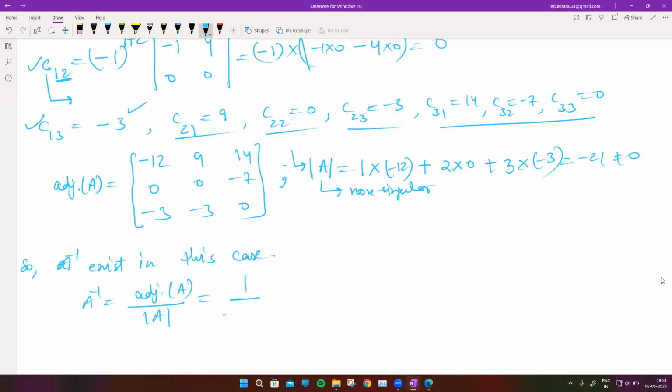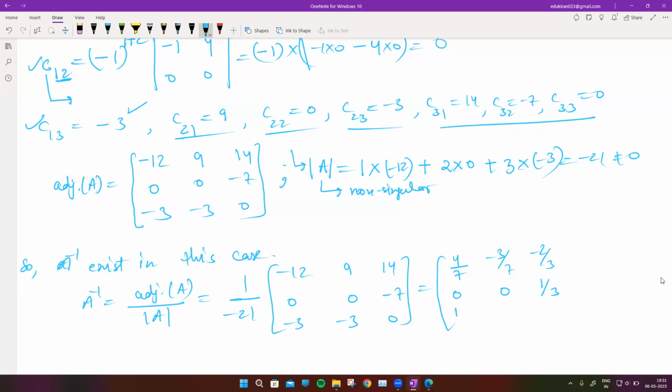Determinant of A is -21, so 1 by -21, and the adjoint of A is -12, 9, 14, 0, 0, -7, and then -3, -3, and 0. You can take this -21 inside. This will become 12 by 21, which can be reduced to 4 by 7. Then this would be -3 by 7, then -2 by 3, 0, 0, 1 by 3, 1 by 7, 1 by 7, 0. This is the inverse of A.